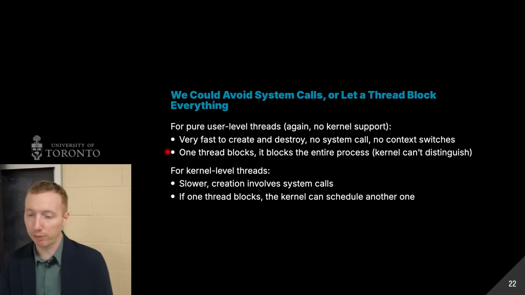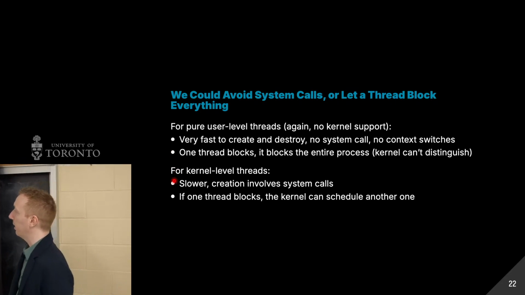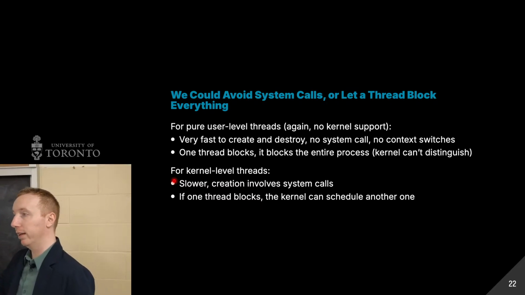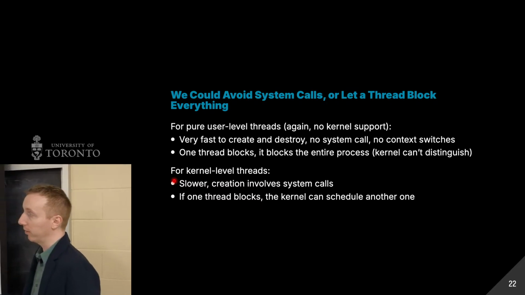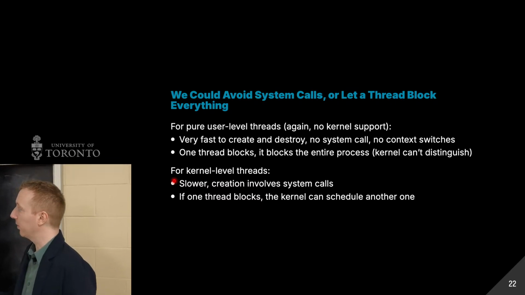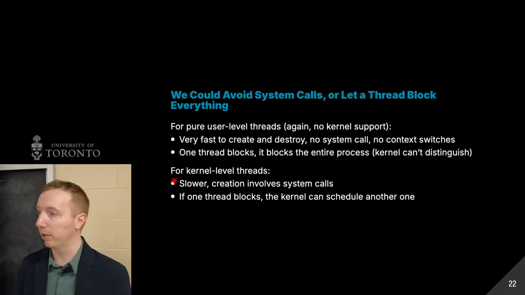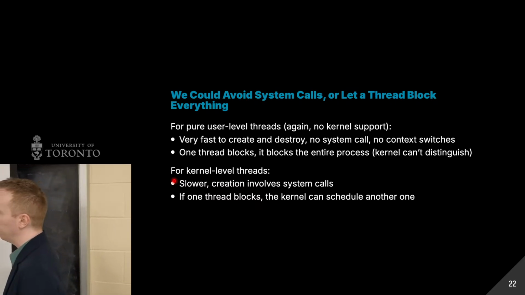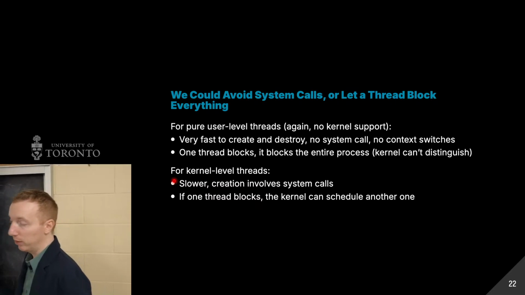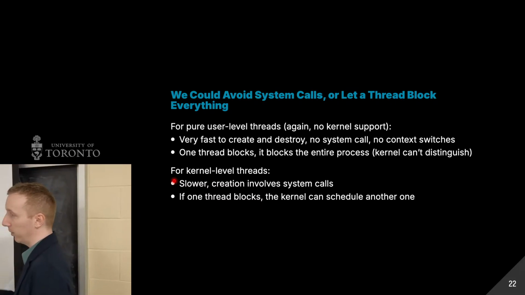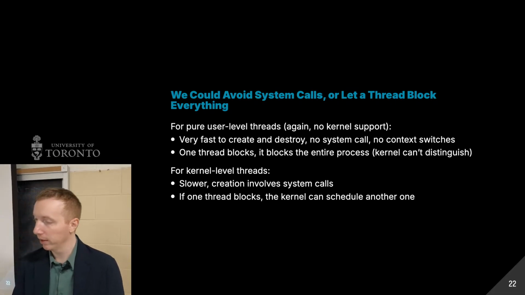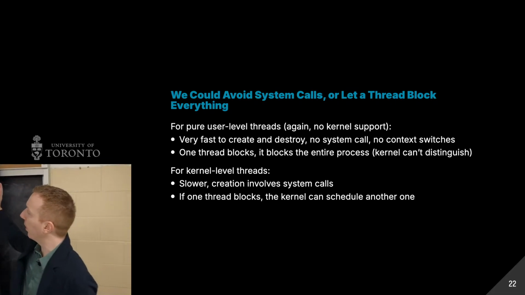So for kernel level threads, they're going to be a bit slower to create. That creation will involve system calls, but the nice thing about that is if one thread blocks, so if it's doing a read system call, and there's another thread that could be executed, well, then the kernel can just simply schedule the other thread to run. So even if you have a single CPU core, it is also beneficial to have kernel threads instead of user threads. And there, of course, are some trade-offs between them, and we will get into them, but those are the major trade-offs there.